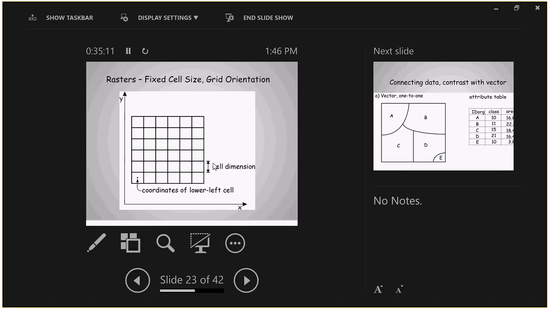The cell dimension, how big it is in the real world. So I might say it's a 5-meter cell size, or a 10-meter cell size, or a 100-meter cell size. And what I mean when I say that is that each side of this cell is that dimension in the real world. Now on the computer, obviously, that's not the case.